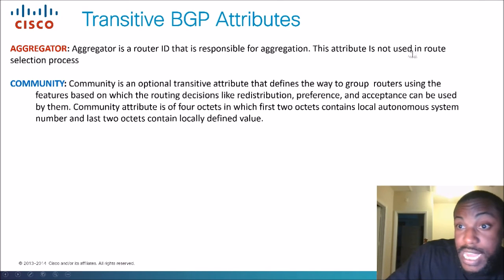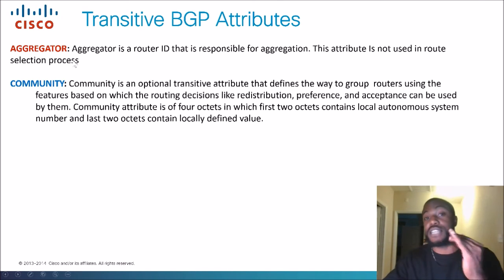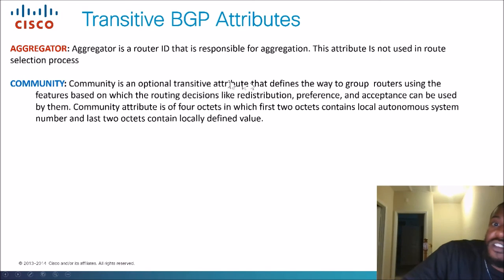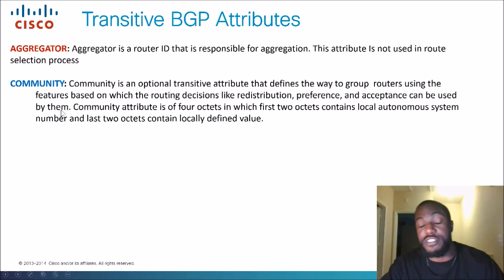This attribute is not used in the route selection process. That's why I don't want to talk about all of them, but it is one of the attributes. Community is an optional transitive attribute that defines the way group routers use features, based on which routing decisions like redistribution, preference, and acceptance can be made by them. I'm not going to go too far into this.